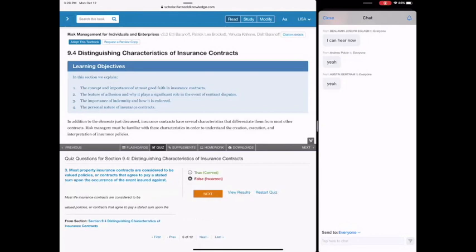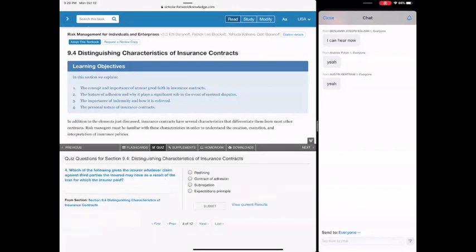Most property insurance contracts are not valued policies. Life insurance contracts are valued policies where they will pay the stated amount. The death benefit is $100,000. They're not going to make sure that your life was worth $100,000. It's like, we're just going to pay you $100,000. That was the value of the contract. Most property insurance contracts, we don't state a value up front. I mean, there are limits, but it's not as if we promise right out of the gate that we're going to pay X no matter what.